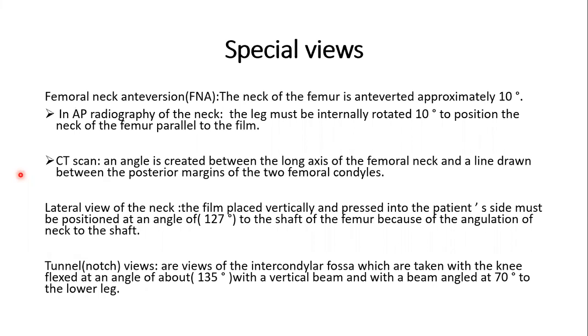Lateral view of the neck: the film, placed vertically and pressed into the patient's side, must be positioned at an angle of 127 to the shaft of the femur because of the angulation of the neck to the shaft. Tunnel or notch views are views of the intercondylar fossa, which are taken with the knee flexed at an angle of about 135 with a vertical beam, and with a beam angle of 40 to 70 degrees to the lower leg.